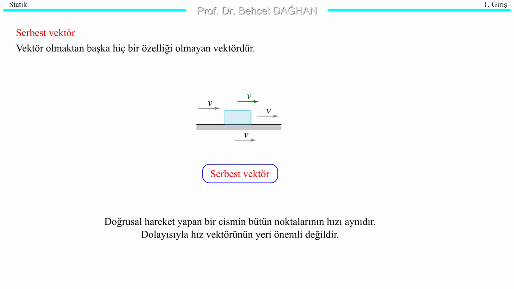A free vector. A vector that has no property other than being a vector is called a free vector. For example, the velocity of all points of an object in rectilinear motion is the same. So it doesn't matter where the velocity vector is shown. The velocity vector is a free vector.